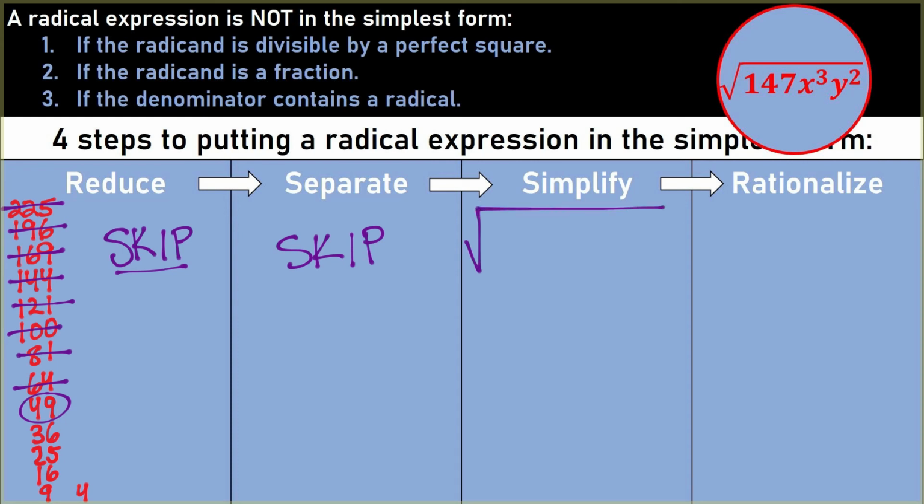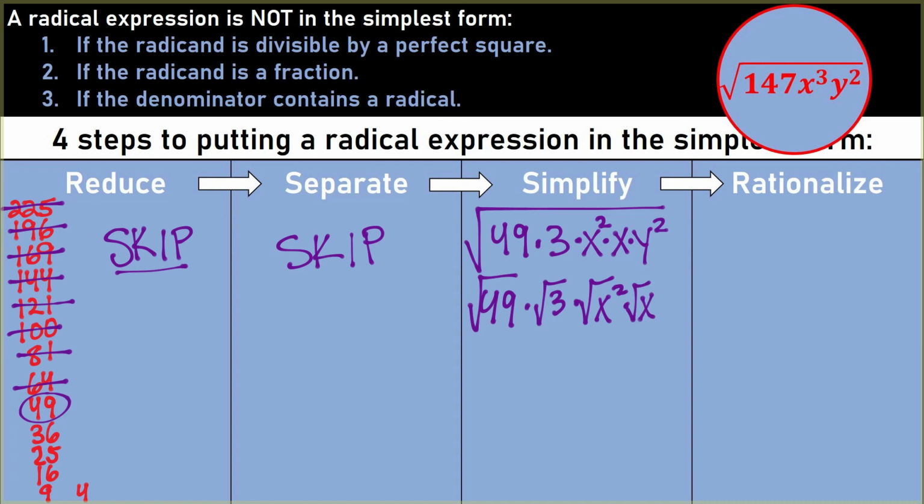The square root of 49 times 3 times x squared, which is, remember, the perfect square that can go into x to the third, times x times y squared. So now I'm going to use the multiplication property to split that up. So I have the square root of 49 times the square root of 3 times the square root of x squared times the square root of x times the square root of y squared.